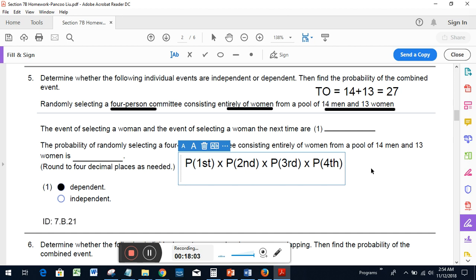Your first probability, since we only want women, will be 13 women out of 27 to select from. Now your second person, we already picked the first person, so we only have 12 out of 26. Third person, we will only have 11 out of 25. And fourth person, we will only have 10 out of 24. Again, they want a decimal, rounded to 4 decimal places. So let's put this into the calculator.